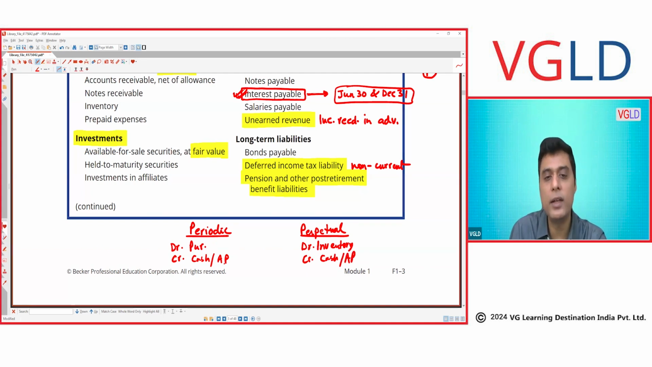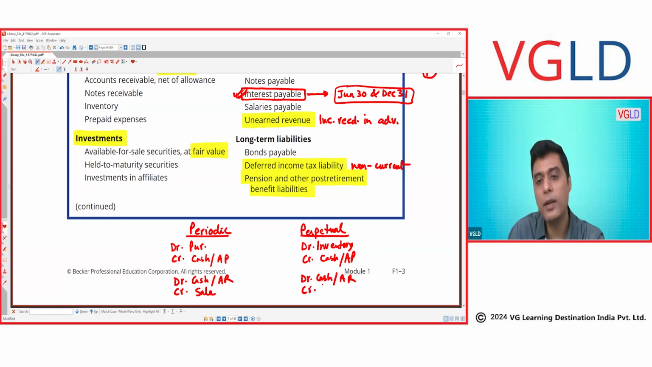Similarly, when we sell inventory, in the periodic system, we debit cash or AR, credit sale. In the perpetual, we also debit cash or AR, and credit sale. Sorry, not directly credit inventory.